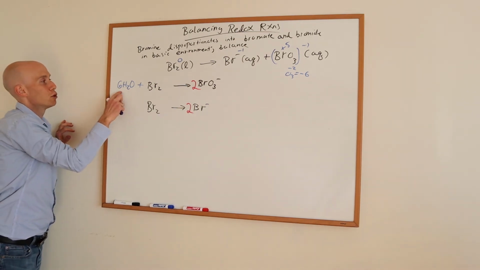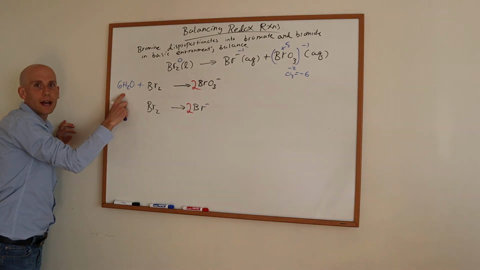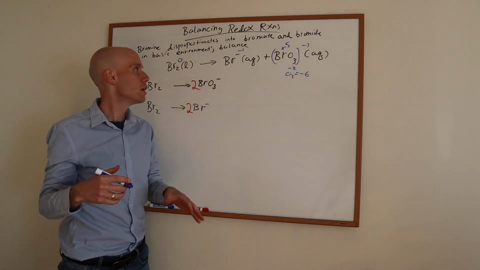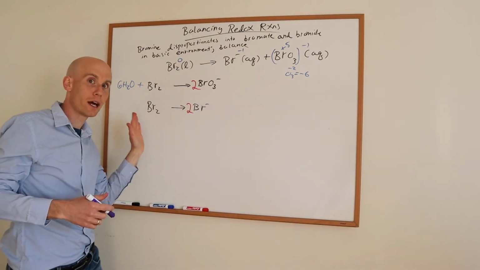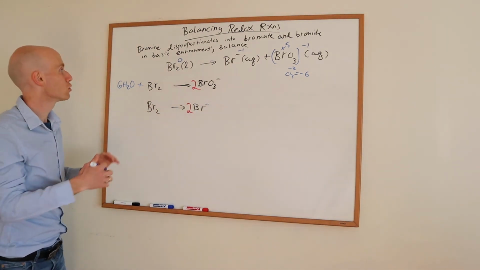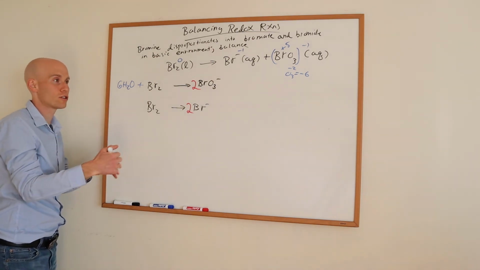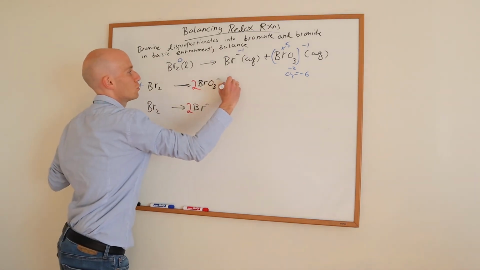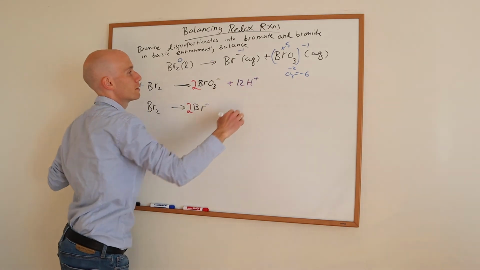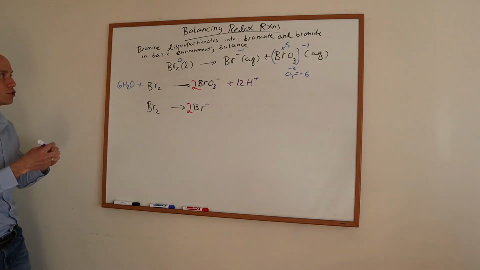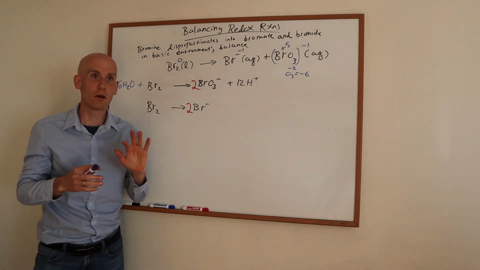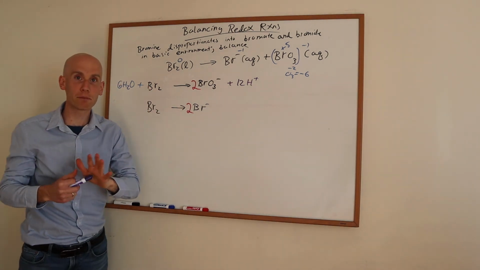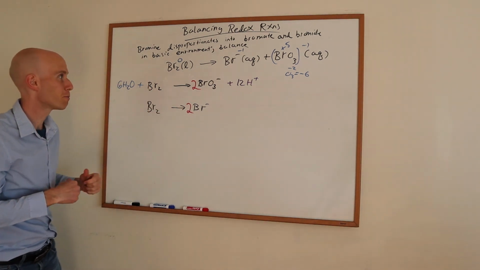Here, I have 12 hydrogens on the left side. So I've got to add enough H+ to offset any H's that I have in the reaction. So I'm going to, again, add that to the other side to make sure that I have the same number of hydrogens on each side. So I will add 12 H+ to the other side. So now my oxygens are balanced, my bromines are balanced. So both reactions are happy from an elemental perspective.